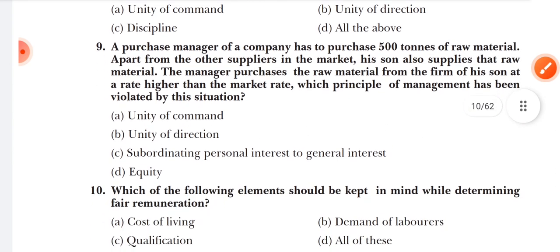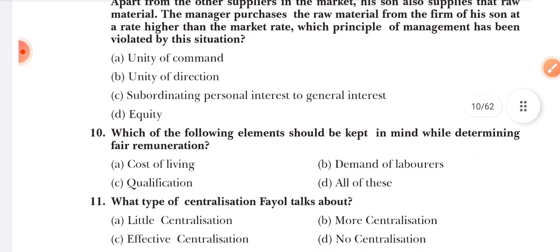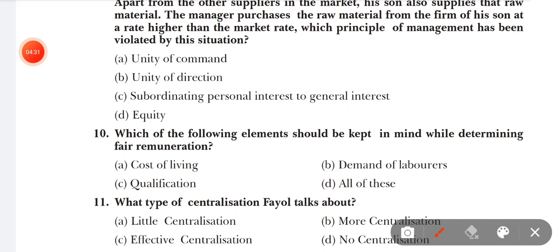Now question 10. Which of the following elements should be kept in mind while determining fair remuneration? And the correct option of this question is option D, all of the above. Now question 11. What type of centralization does Fayol talk about? And the correct answer of this question is effective centralization, option C.